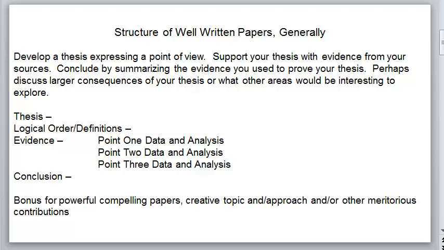So then after the body of your paper and those points are made, then you conclude the paper, and you want to tie all those points that you made in the body of your paper back to your thesis, and you want to draw that all back and tie it up in a nice, neat bow of logical, concise reasoning.